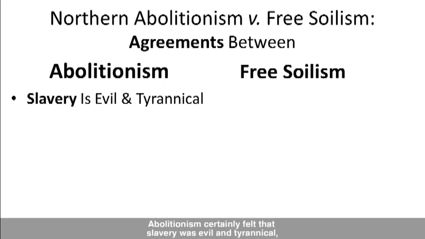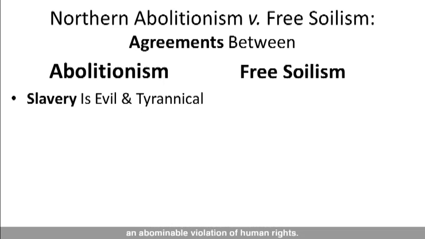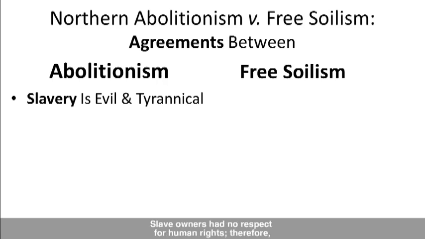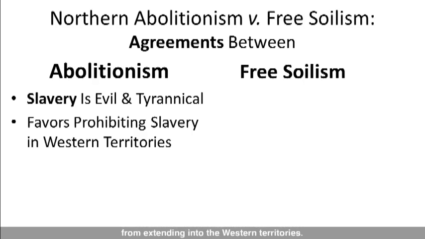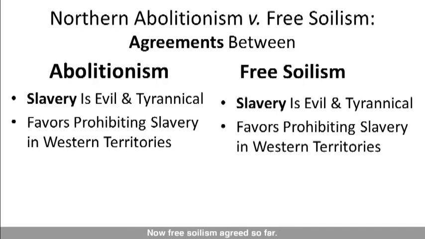Abolitionism certainly felt that slavery was evil and tyrannical, an abominable violation of human rights. Slave owners had no respect for human rights. Therefore, the minimum beginning position is abolitionists did favor prohibiting slavery from extending into the Western territories. Now, free soilism agreed so far.